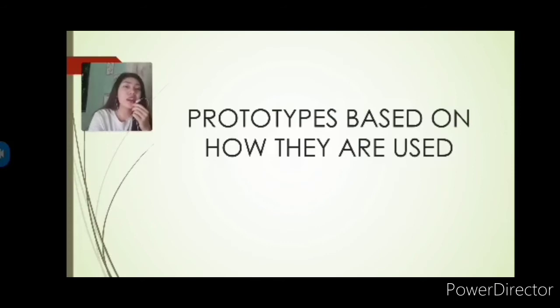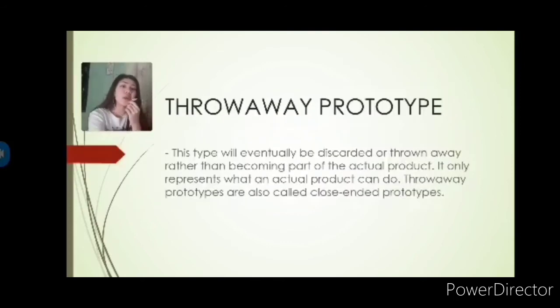Prototypes based on how they are used. So, the fourth one is the throwaway prototype. This type will eventually be discarded or thrown away rather than becoming a part of an actual product. It only represents what an actual product can do. Throwaway prototypes are also called close-ended prototypes.